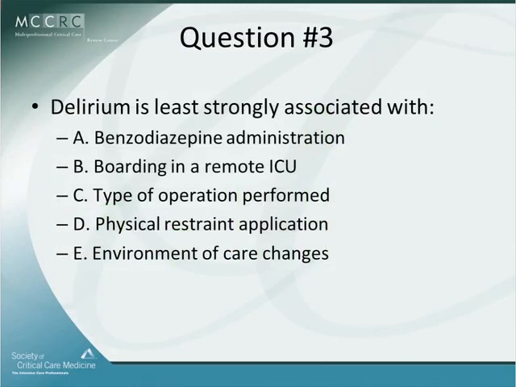So question 3, delirium is least strongly associated with benzodiazepine, boarding in a remote ICU, the type of operation, physical restraint, and changes in the environment of care. Excellent. Doesn't matter which operation you do, all of the others have an impact on delirium in terms of changing perception or ability to perceive things, or how the environment has shaped that individual's existence at that particular point in time.